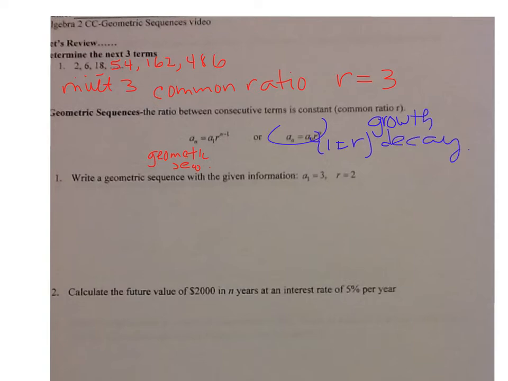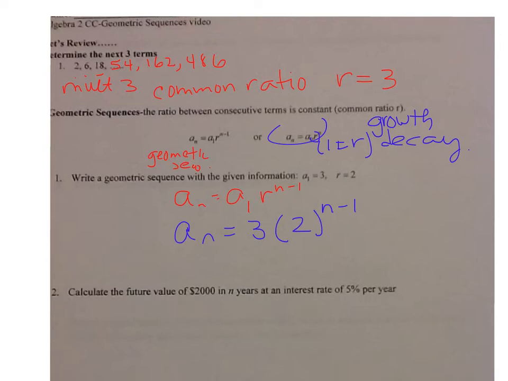All right, so let's see. We have: write a geometric sequence for the given information. A sub 1 equals 3 and R is equal to 2. So since I want a geometric sequence, I want a sub n equals a sub 1 times R to the n minus 1 power. A sub n equals a sub 1, which is 3, times your r, which is 2, raised to the n minus 1 power.